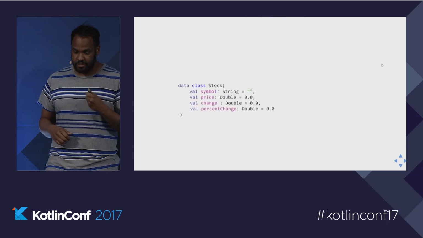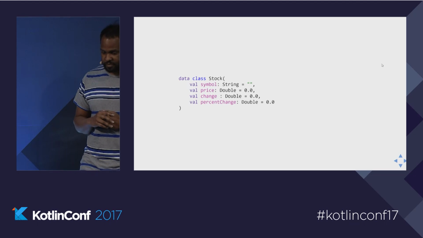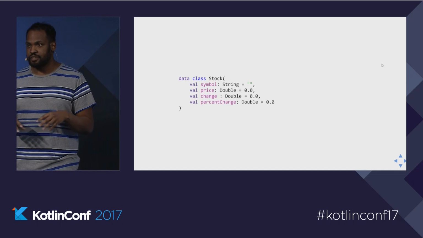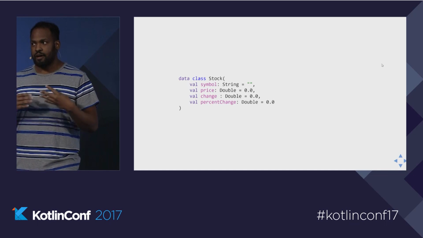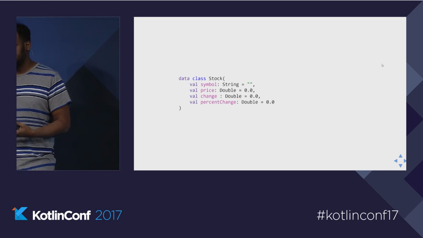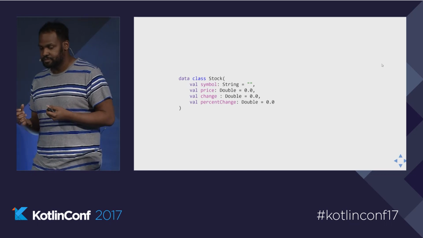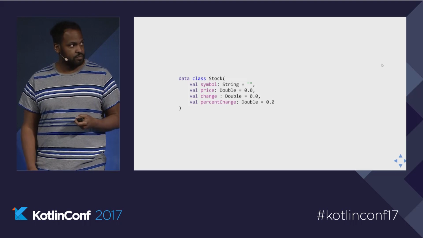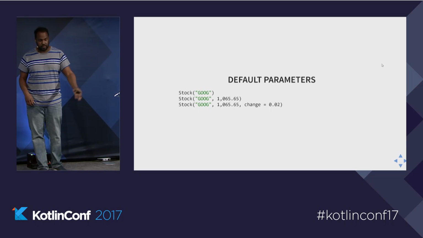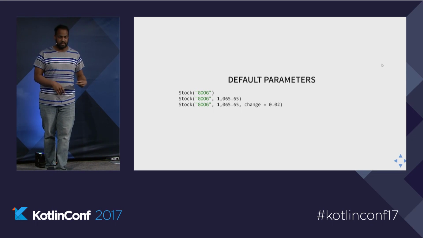So let's look at a slightly more concise representation of this data class. What this data class allows me to do is, in Java, I would have three or four constructors for just the symbol, just the price, just the change, percent change. This allows me to satisfy that with just one constructor. So I can have all of these different parameters from different instantiations of this type.